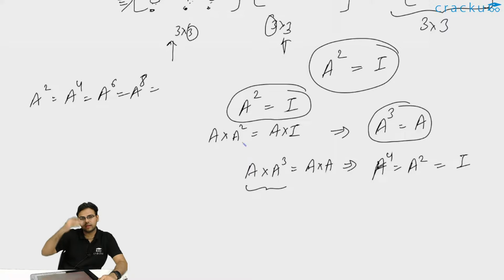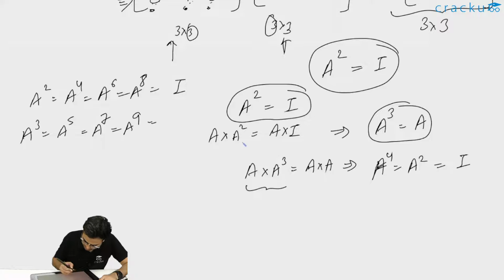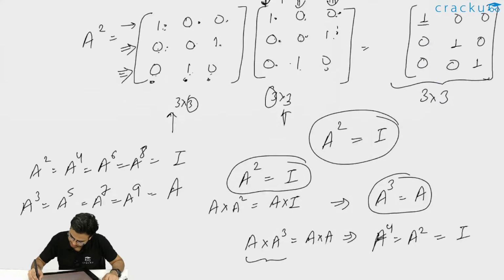The pattern will keep on repeating itself. It will be equal to I. And A cube, A to the power 5, A to the power 7, A to the power 9, this will be equal to A. The odd powers will remain the matrix A, the pattern will be repeating, and for even powers it will be equal to I. Now see what we are given.